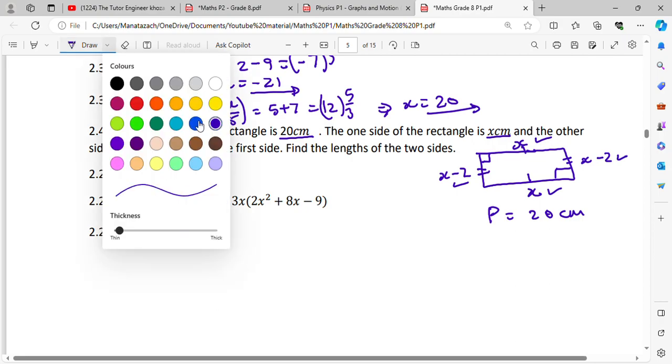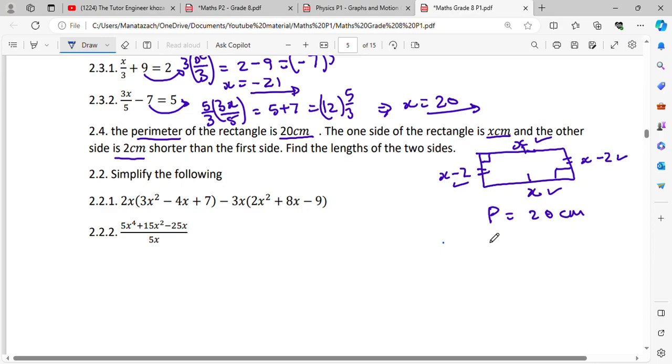Okay, now let's change the pen color. So the perimeter here, you'll take this side and say x minus 2 plus this side x, then plus x minus 2, and then finally plus x. We're given that it's equal to 20. So x plus x plus x plus x will give us 4x. Then minus 2 and minus 2 will give us minus 4. So all of that will be equal to 20.